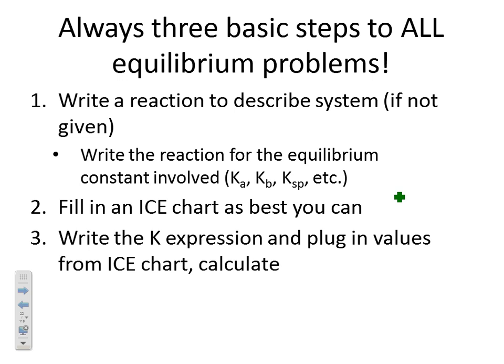How do you know which reaction to write? That's a good question. Look at what they're asking for. If they're asking for Ka or they give you Ka, then you write a Ka reaction. You write an acid dissociation reaction. If they're asking for Kb or they give you Kb, write a Kb dissociation reaction. If they're asking for Ksp or they give you Ksp, then you write a Ksp dissociation reaction. That's the reaction that you write.